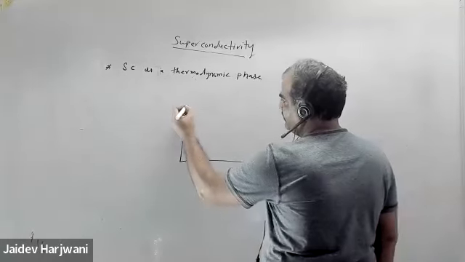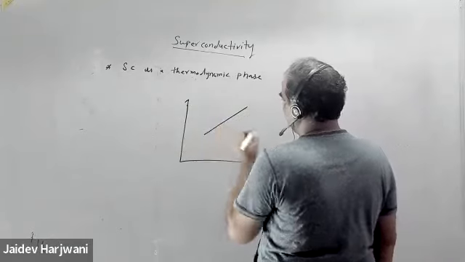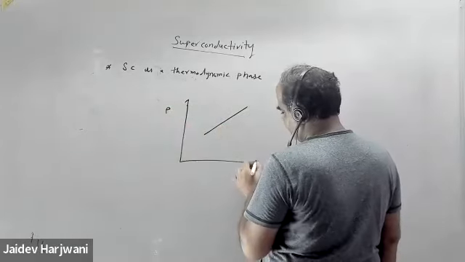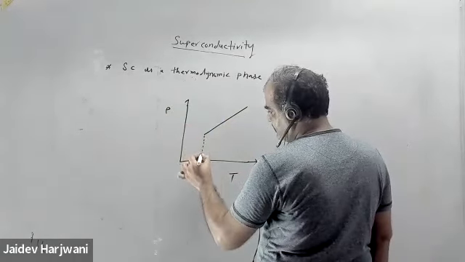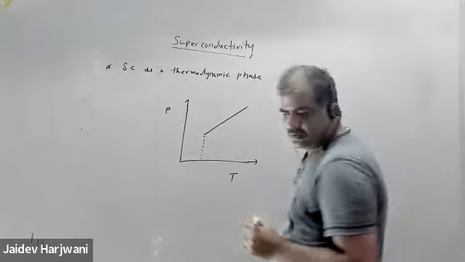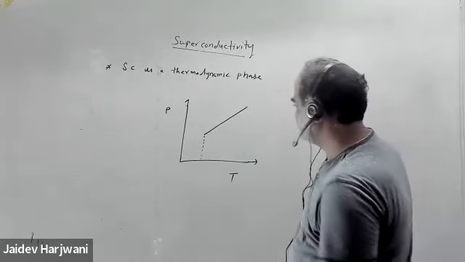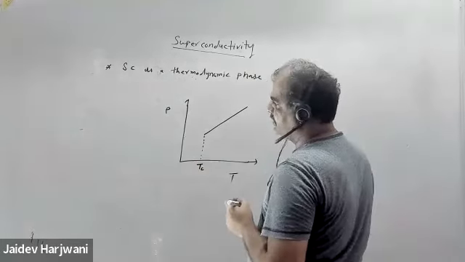Lead metal. Suppose we have this lead metal. What happens when we measure its resistivity versus temperature? At a certain temperature, this resistivity suddenly drops to zero, and this transition temperature is called TC, the critical temperature.